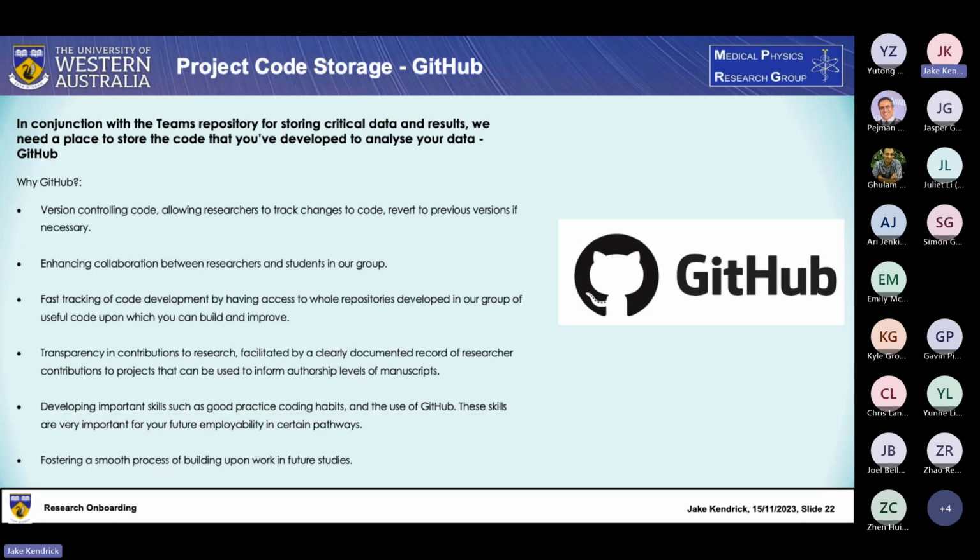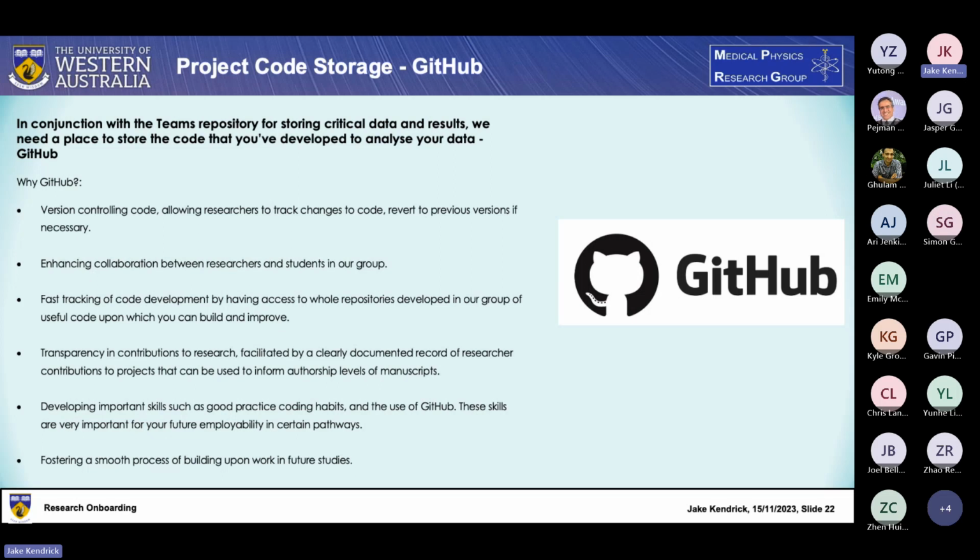It's also important for developing critical skills, such as good practice coding habits, and also the use of GitHub as well. These skills can be quite important for future employability in certain pathways. And as medical physics becomes more and more entwined with computer science, I think this is an important skill to have. And lastly, but not least, it does foster a smooth process of building upon work in future studies.